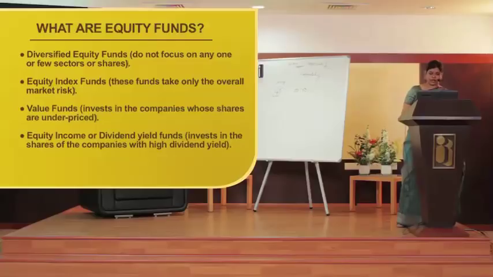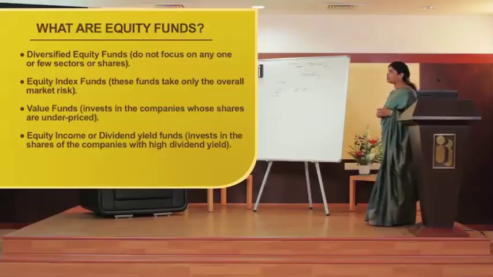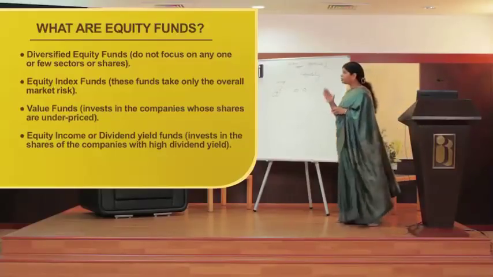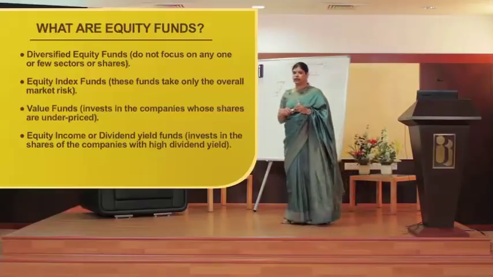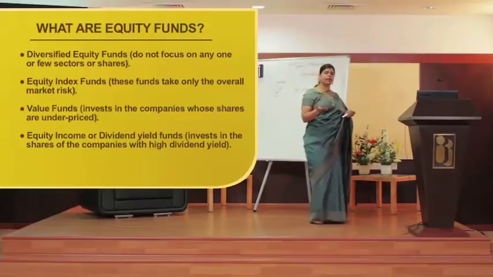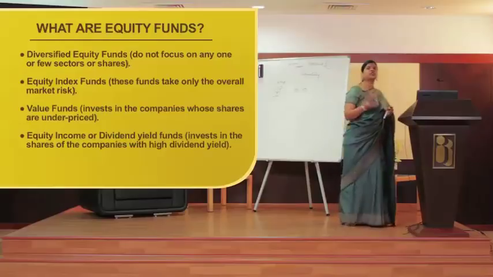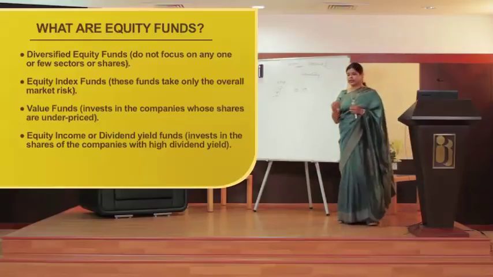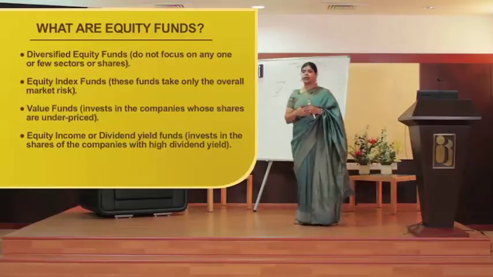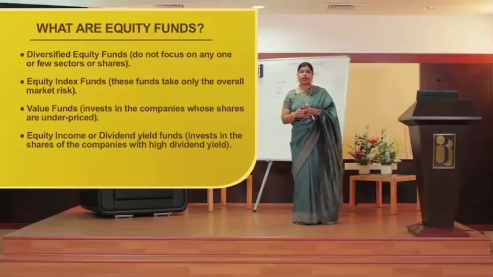Then the liquid or money market funds are debt funds that invest only in instruments with maturity of less than a year. As we all know, what is a money market? Money market is a market for short term instruments, right? So basically the short term instruments are available for a maximum period of 1 year.